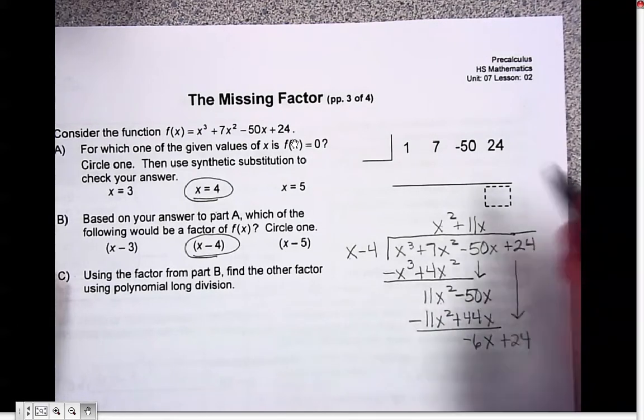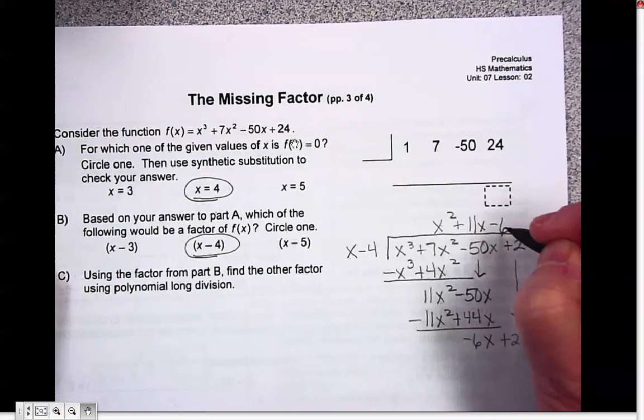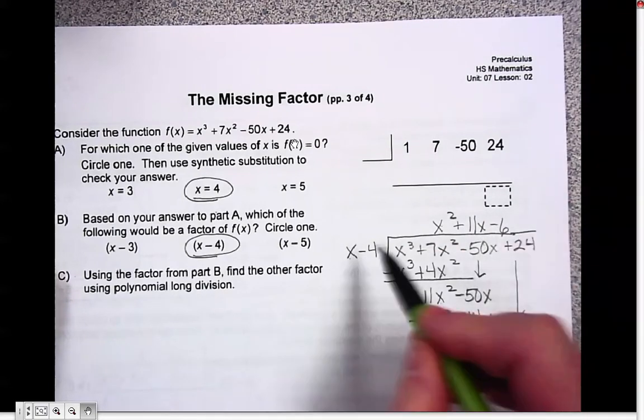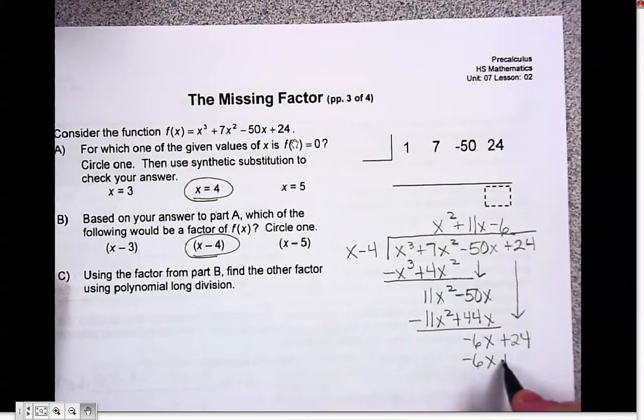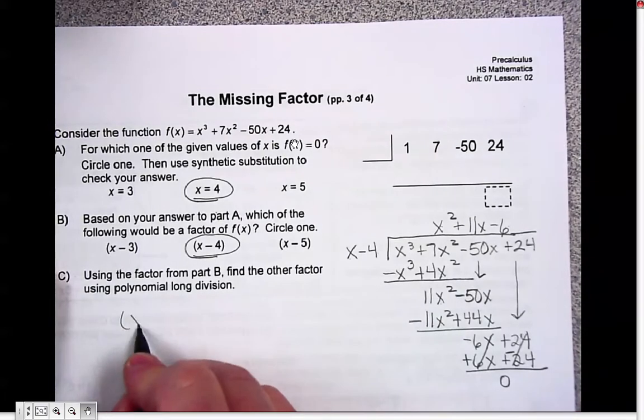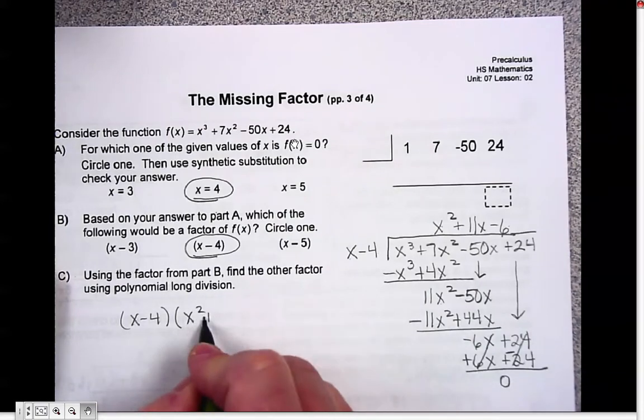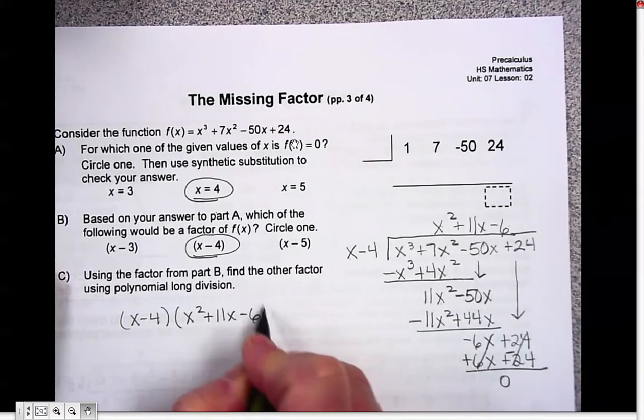X times what? It would be negative 6. Negative 6 times x equals negative 6x. Negative 6 times negative 4 equals a positive 24. Change the signs, and they cancel, and we get 0. Okay, so one factor is x minus 4. The other factor is x squared plus 11x minus 6.